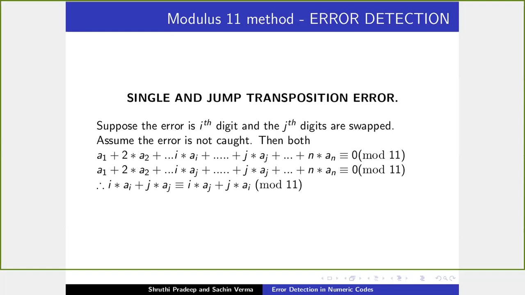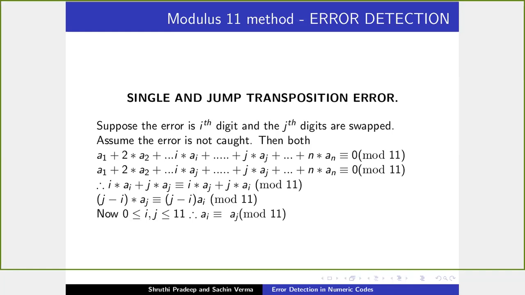It's congruent to i*aj plus j*ai. Is this much clear? So now what we can do is take aj and ai common. So you get (j minus i) into aj congruent to (j minus i) into ai.